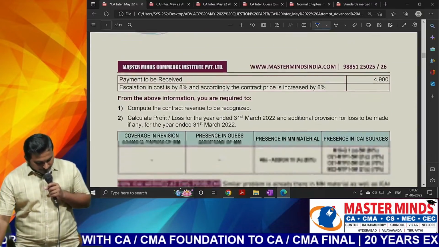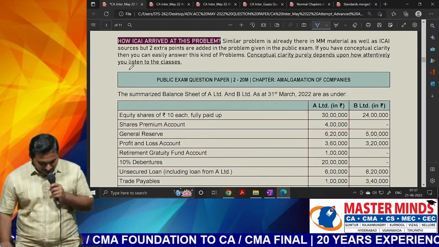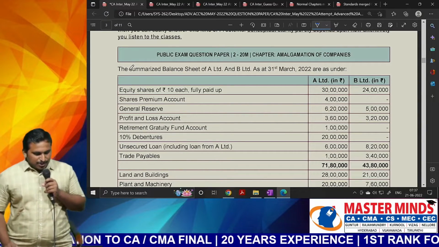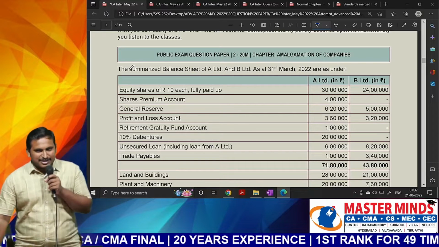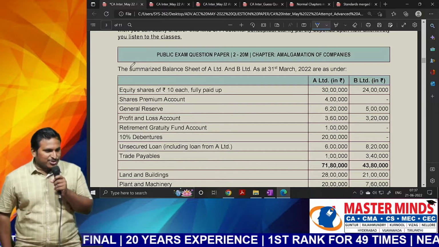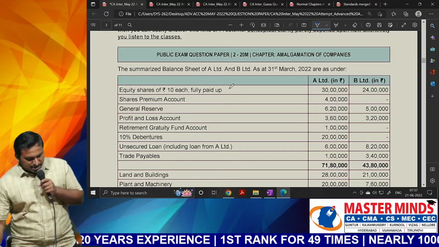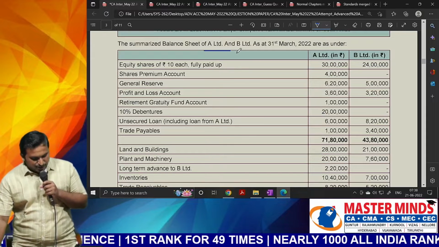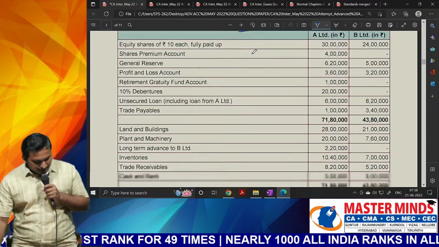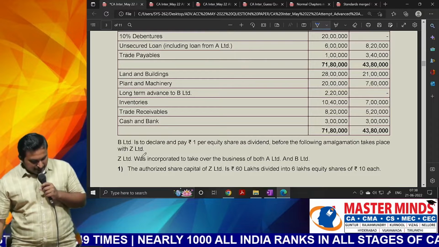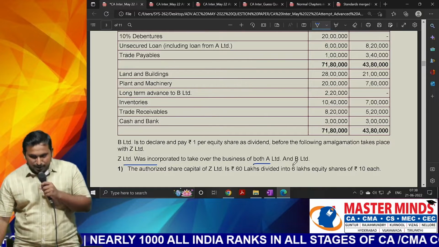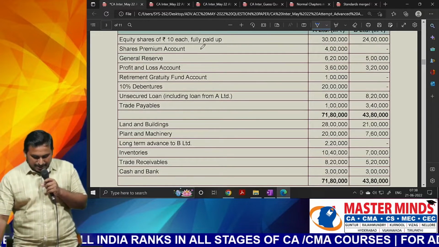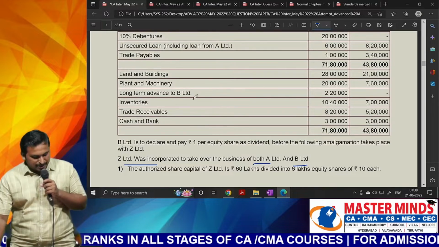Maybe your chapter which was recently completed. So, this is question number 2: amalgamation. The question asked in the examination is based on amalgamation of companies. Let me show you how it was given. They have given some details of the balance sheet of A Limited and B Limited. Z Limited was incorporated to take over the business of both, with some items on liabilities and some on assets.